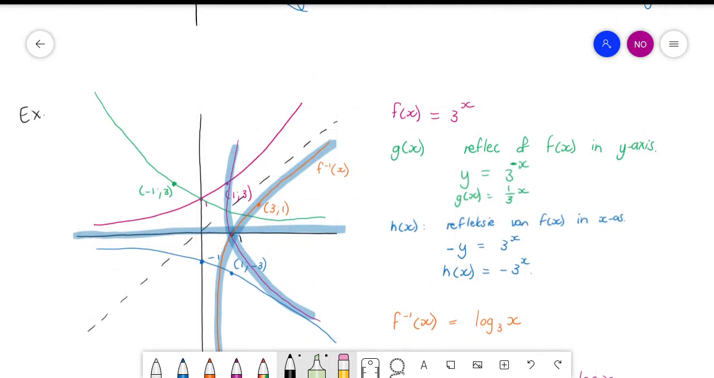And those two are reflections in this axis. Did you get it? Good.